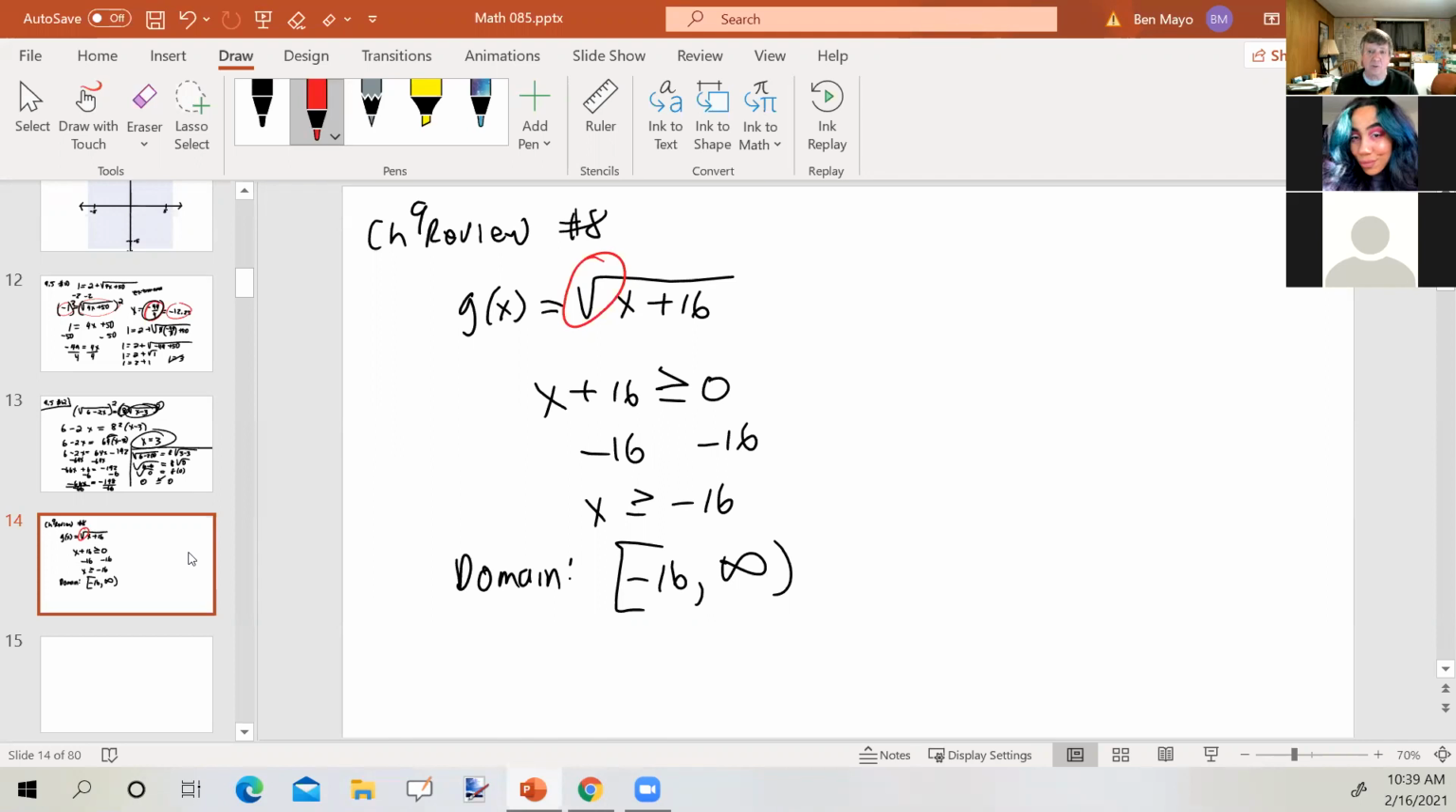Then the question is, could the range be 0? Well, if x is negative 16, then negative 16 plus 16 is 0, and the square root of 0 is 0. So the range could be 0. Then as we put in positive values, the range could get larger and larger. So the range in this case would be 0 to infinity. Does that make sense?